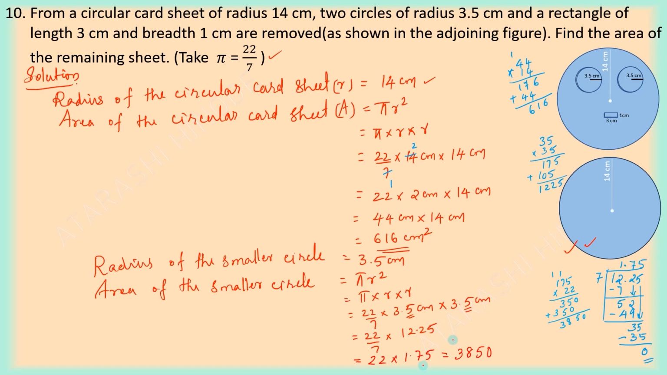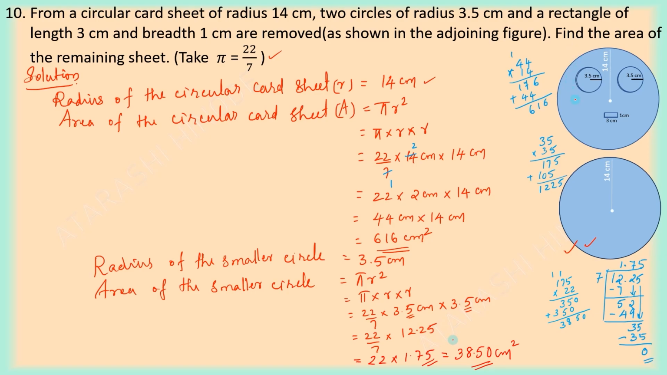Here you can see after the decimal there are 2 digits. So from the rightmost digit count 1, 2. Put the decimal here. So area of the smaller circle is 38.50 centimeter square.